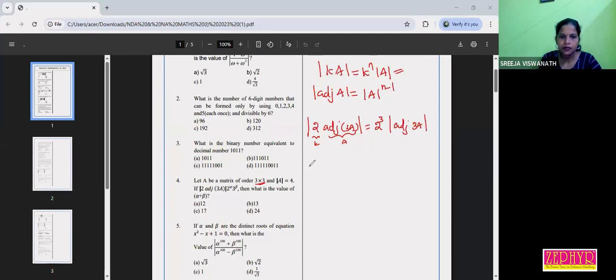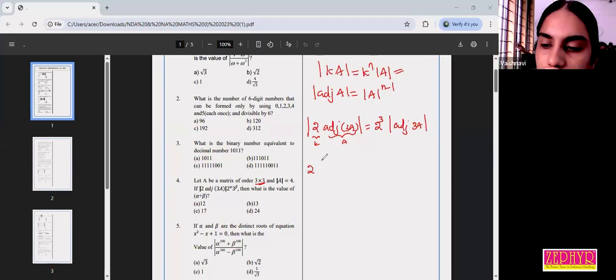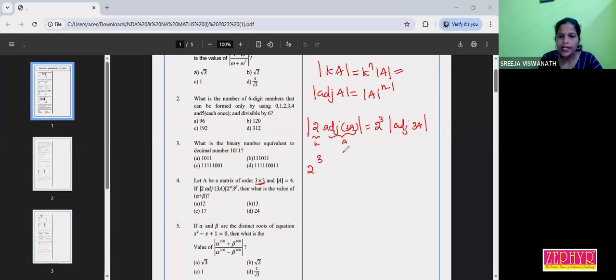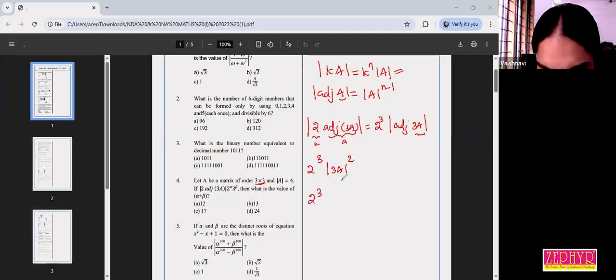Clear? That is 2 cube into determinant adjoint a. 3a can be considered as a. Here that is determinant a raised to n minus 1. So here 3a raised to n minus 1. N is 3, that is 3a square. Is it clear? Yes. That is 2 cube into.